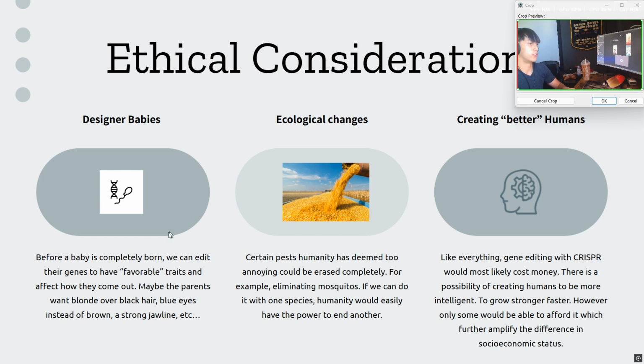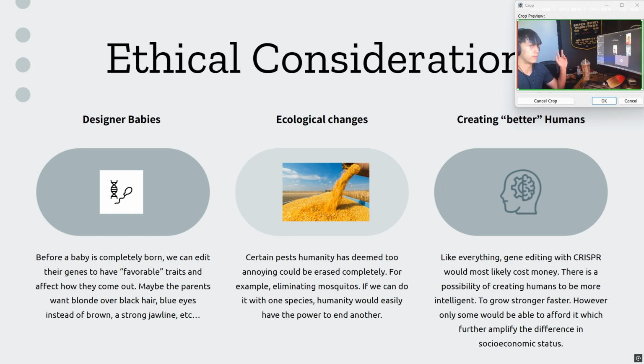There are ecological changes, like certain pests that we really don't like, such as mosquitoes, could just be erased off the planet, which could be good. But if we could erase a pest such as mosquitoes by making our blood lethal to it, or livestock lethal to it, we can probably do that with literally any other species on this planet. So wouldn't it be great? And we could also just create better humans.